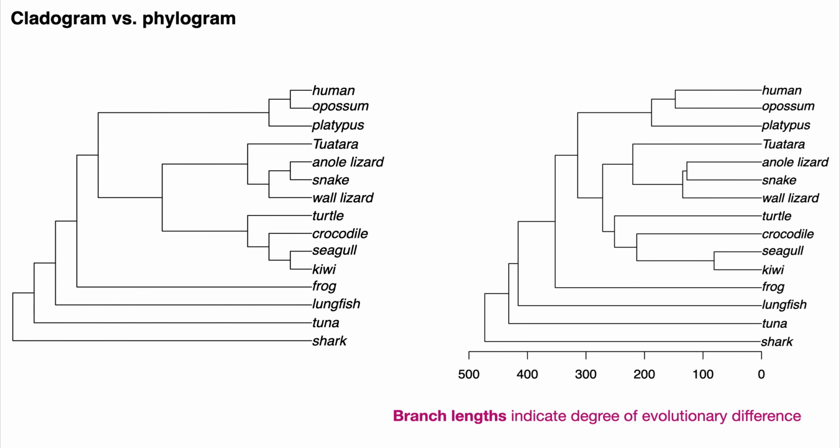A little bit about the difference in the appearances of these evolutionary trees. The one on the left is what we call a cladogram. The branching pattern is the same as the phylogram on the right, but in the phylogram, the branch lengths indicate degree of evolutionary difference, whether this is put in terms of nucleotides in a DNA sequence or in terms of whole body morphological characteristics.